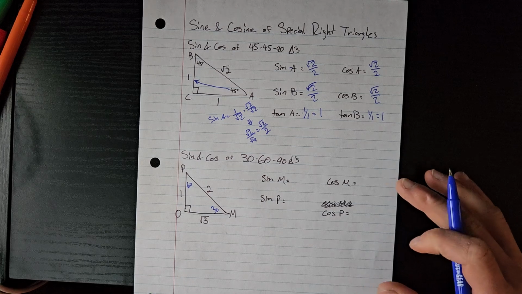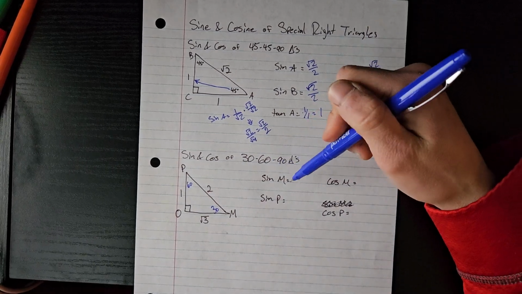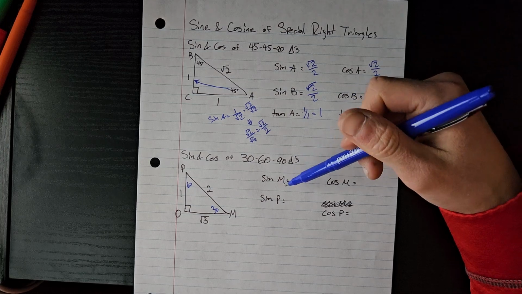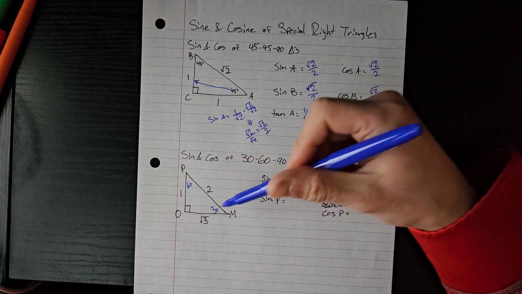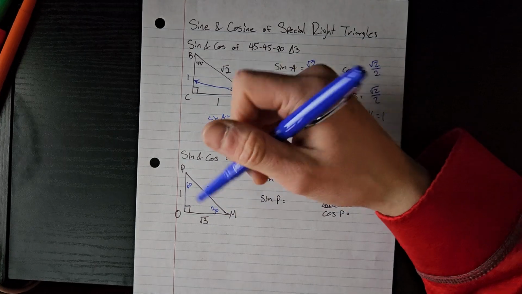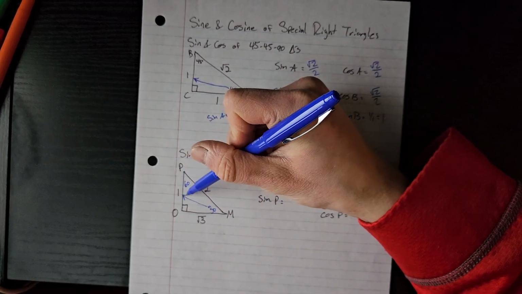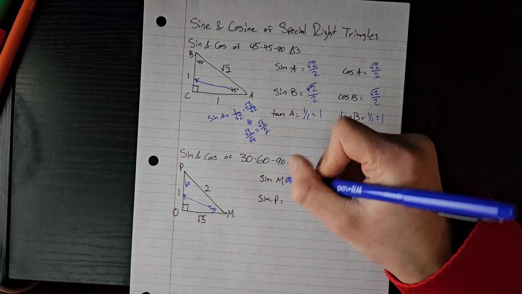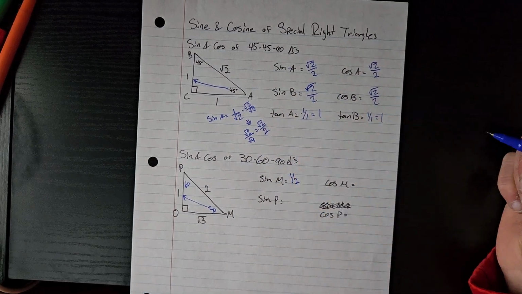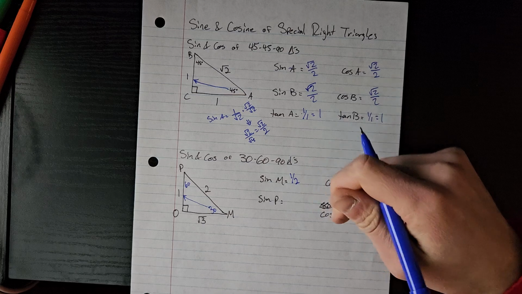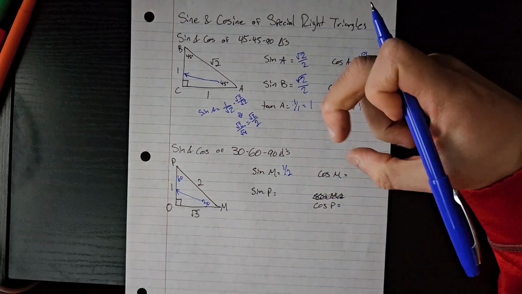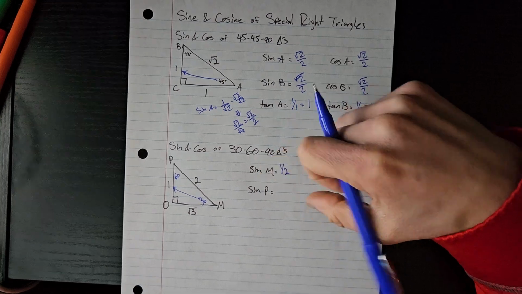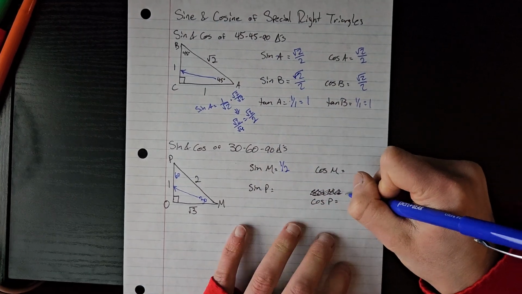Nice and easy going. For 30, 60, 90s, there are two things that play out. One, if we look at sine of m, it is going to be this 1 right here, and the hypotenuse is 2. So we have 1 over 2. Going off of our complements of our angles, sine of m is going to be the same as cosine of p. So this is going to be 1 over 2.